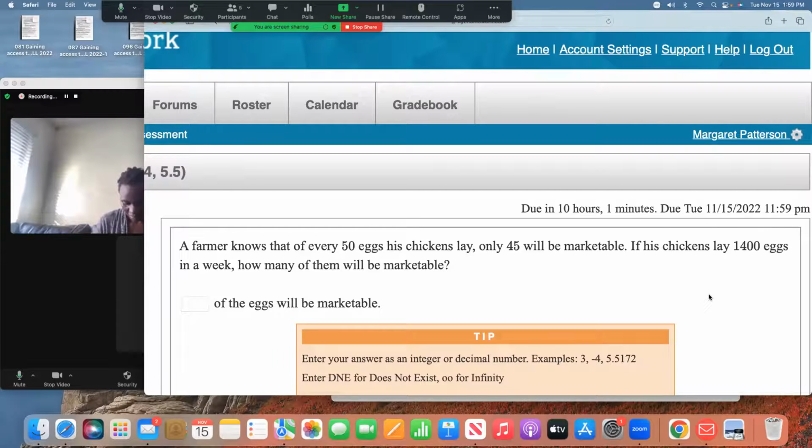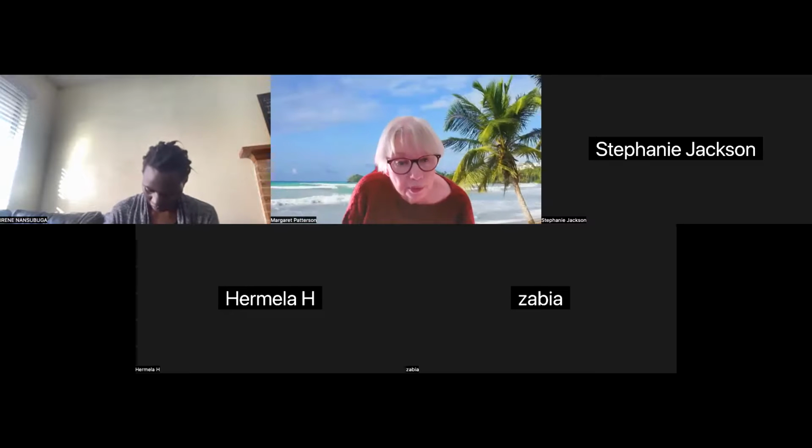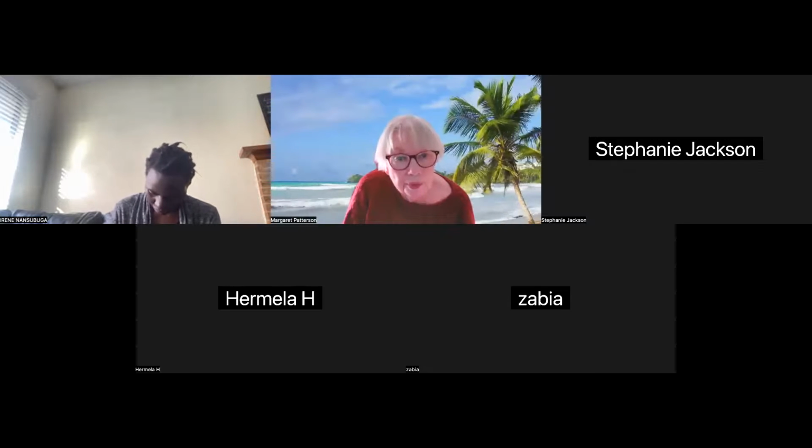Now he has 1,400 total eggs. How much is the market? Everybody write these numbers down. 50 eggs, 45 could go to the market. If the chickens lay 1,400 eggs, that's a lot of chickens. How many would be marketable? So there you are.